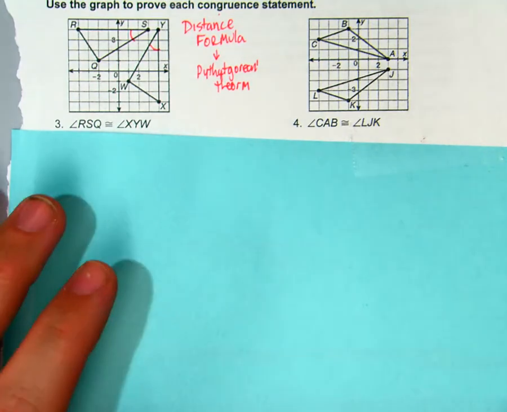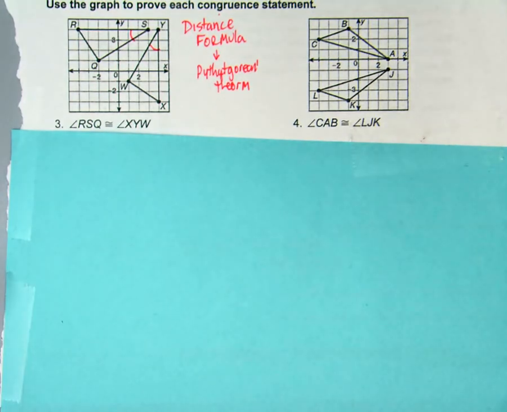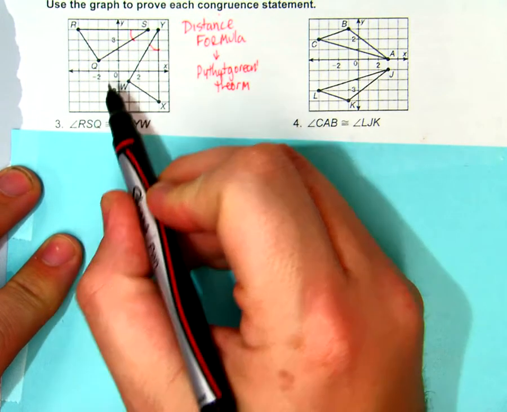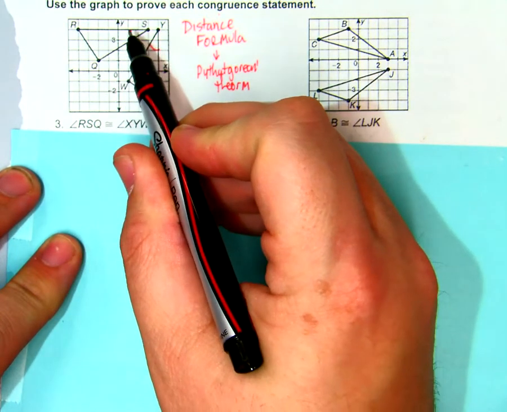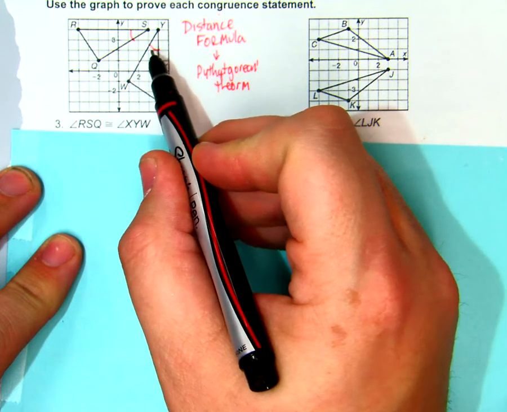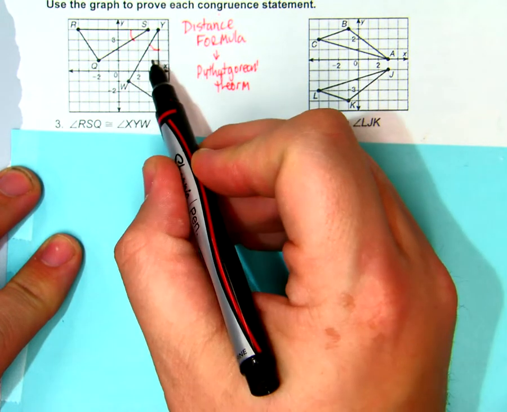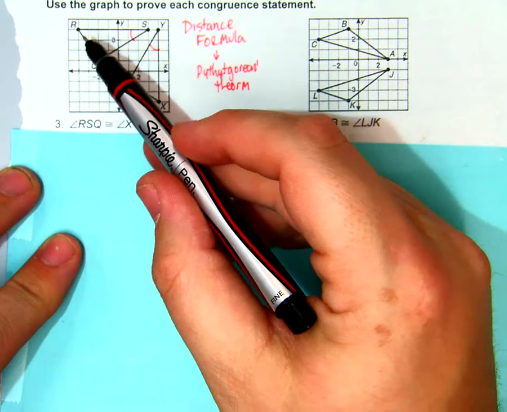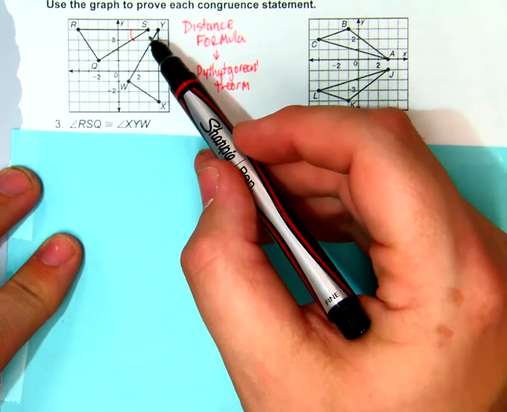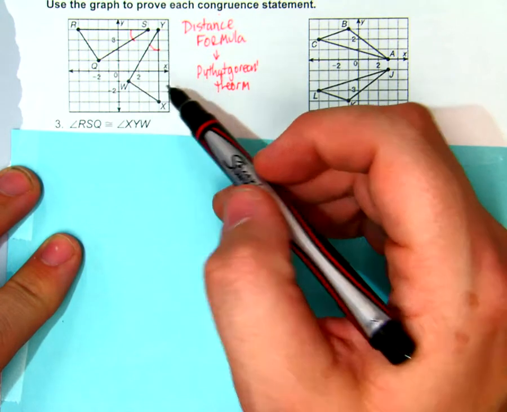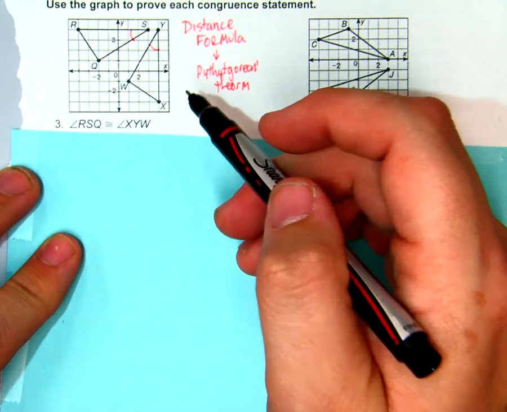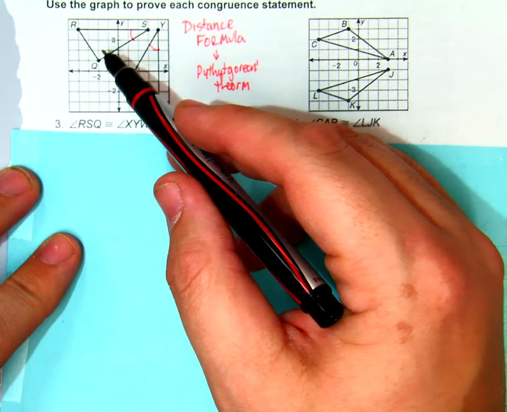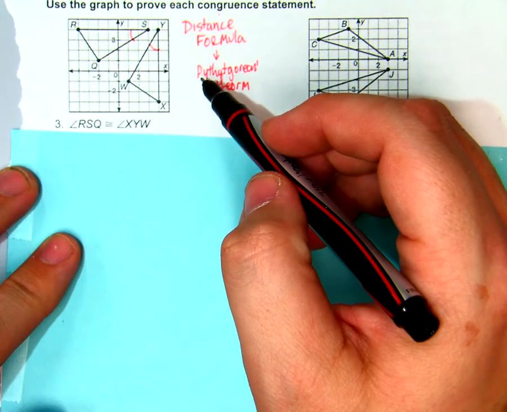This is an algebraic proof, and our goal is to prove that angle RSQ, which is this angle right here, is congruent to angle XYW, which is right here. Now, in order to do this, we need to prove that the triangles are congruent. And then we have to use corresponding parts of congruent triangles are congruent. When we're in a coordinate plane, it's nice because we can calculate distances in this case.